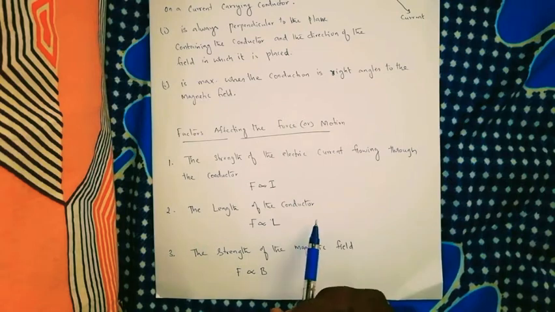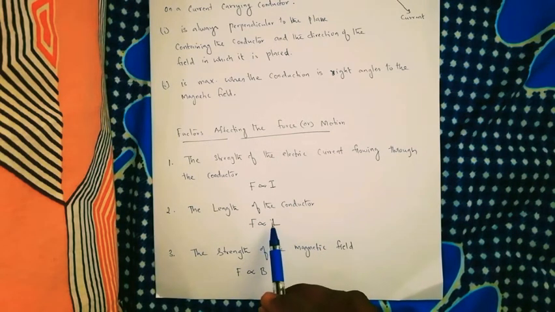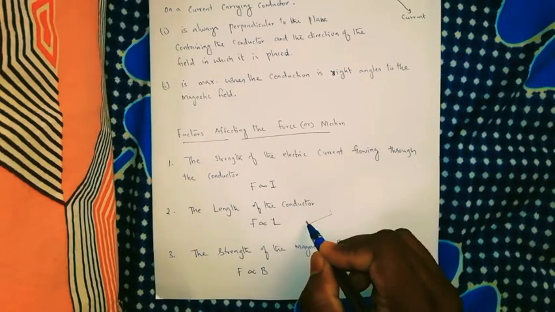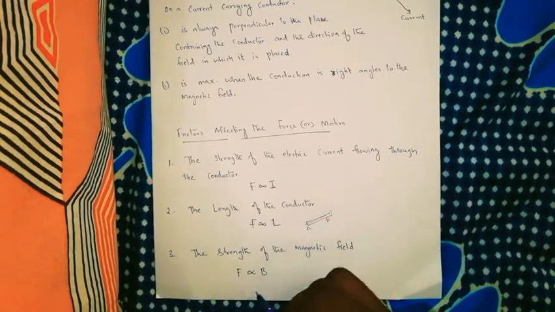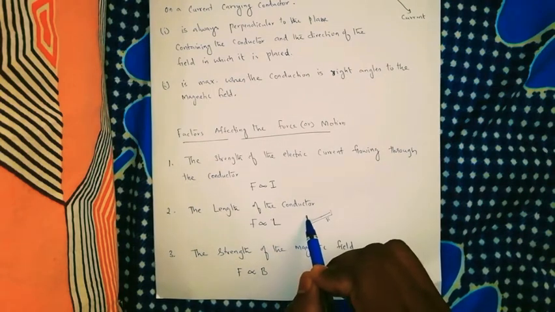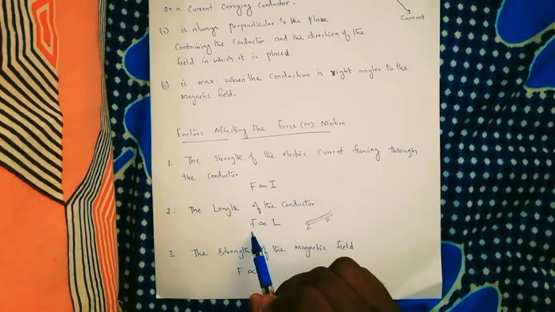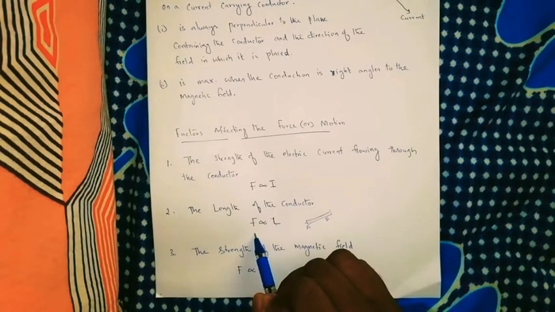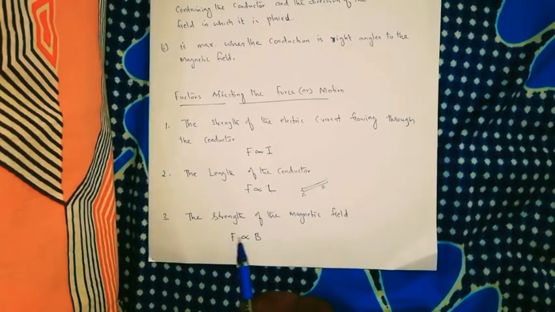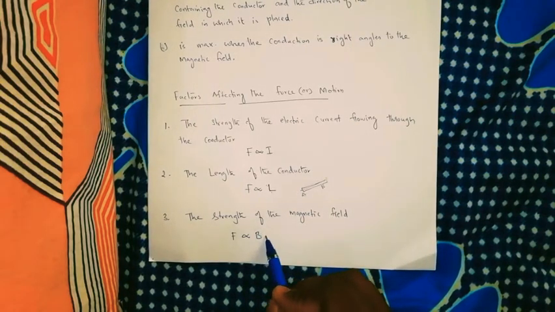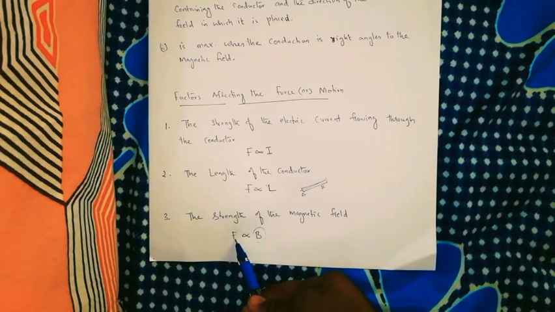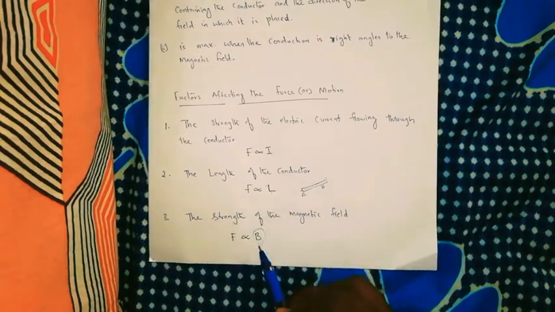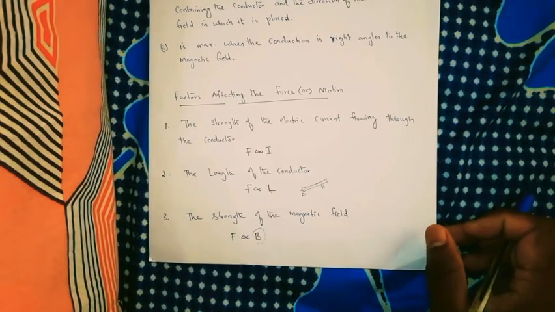Second thing is the length of the conductor. Even if it is an aluminum rod or whatever it is, here we have taken an AB aluminum rod. If the length of the conductor is more, then the force applied is more. If the length of the conductor is less, the force which takes place is also less. The third thing is the strength of the magnetic field. The force is more when we have a strong magnetic field. B talks about the magnetic field. And the force will be less when we have a weaker magnetic field. These are the factors that are affecting the force or a motion.